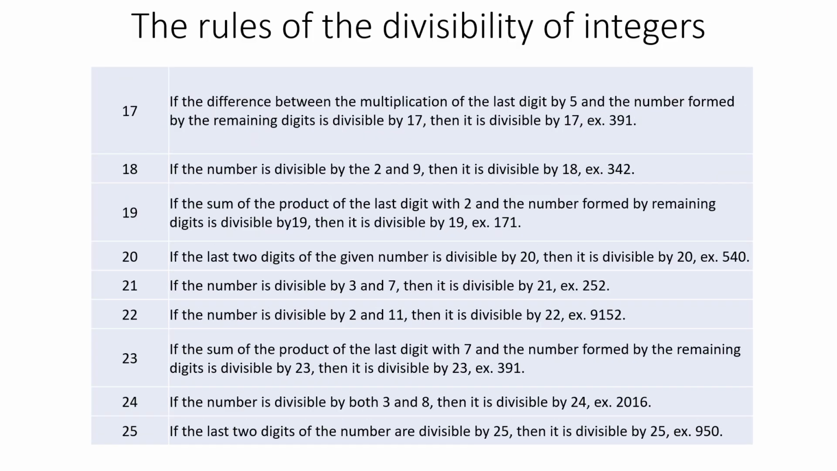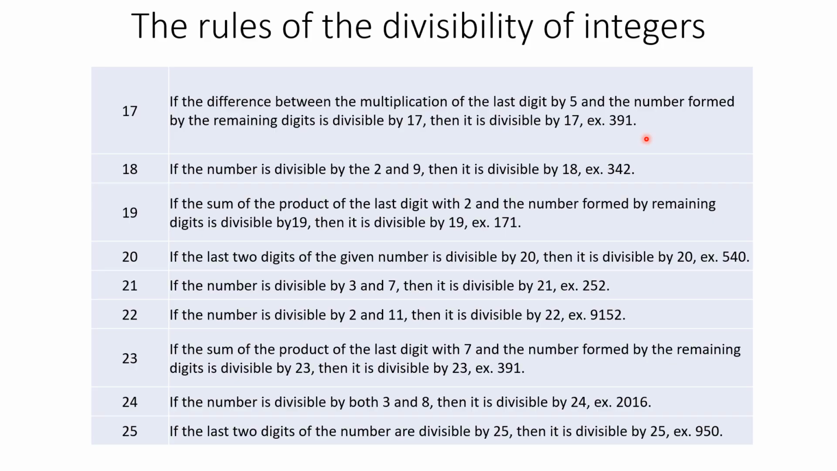For 17, if the difference between the multiplication of the last digit by 5 and the number formed by the remaining digits is divisible by 17, then it is divisible by 17. For example, 391. The difference between first the multiplication of the last digit by 5, so 1 times 5 gives us 5, and the number formed by the remaining digits, so 39. 39 minus 5 gives us 34, which is divisible by 17. So 391 also is. For 18, if the number is divisible by both 2 and 9.